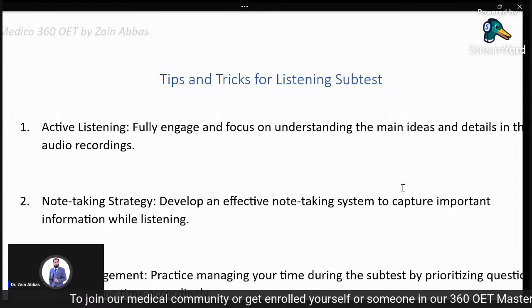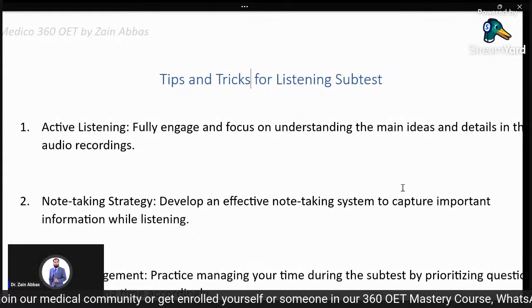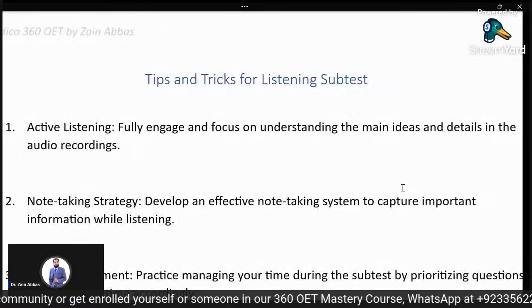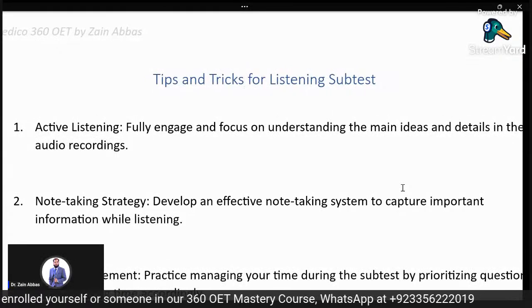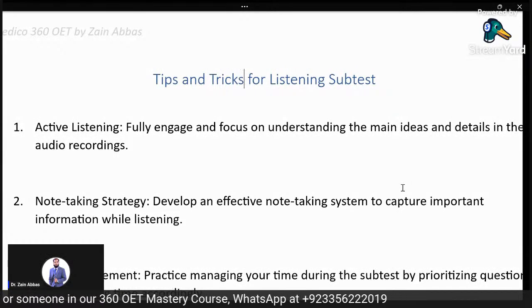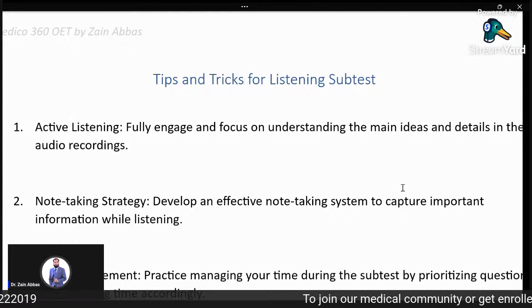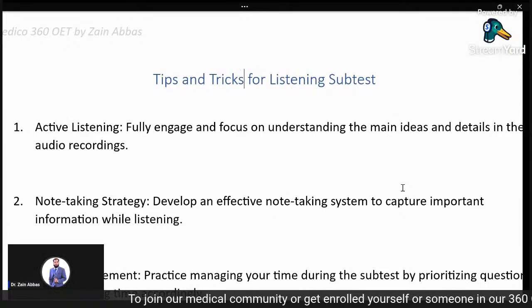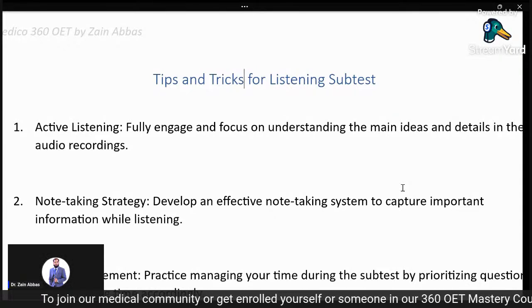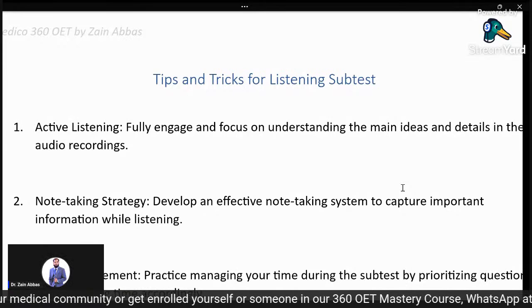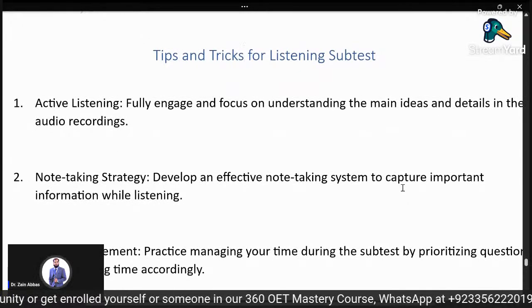Okay, so the first point is active listening. As this area requires vital concentration, you need to be very efficient and very concentrated at the time of your listening. You should be fully engaged and focused on understanding the main ideas. This is well said, and you don't need further explanation of the first point.